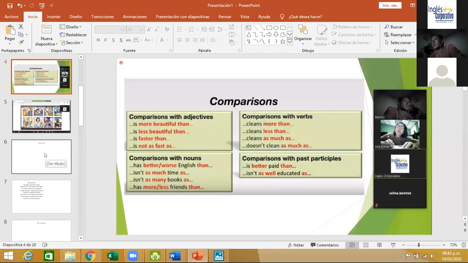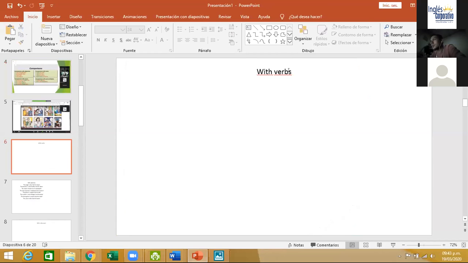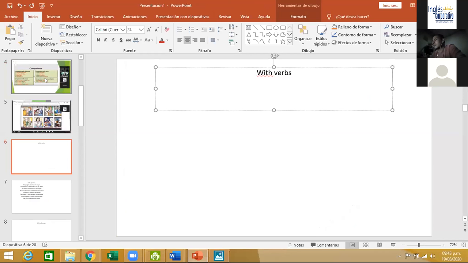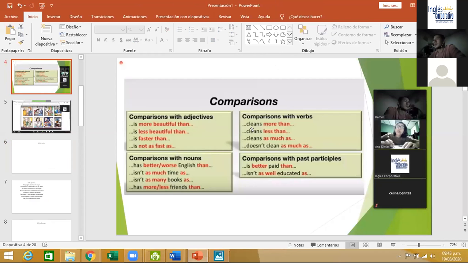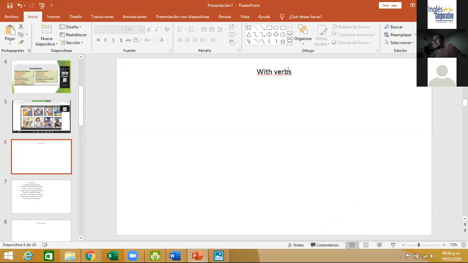It's more beautiful comparisons. We have to be like this, for example, the lawyer gives more arguments than the judge. Example. Nice sentence, Ramos. Very good.